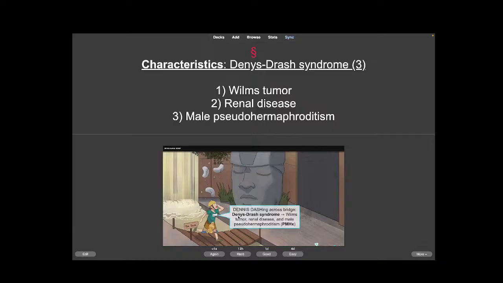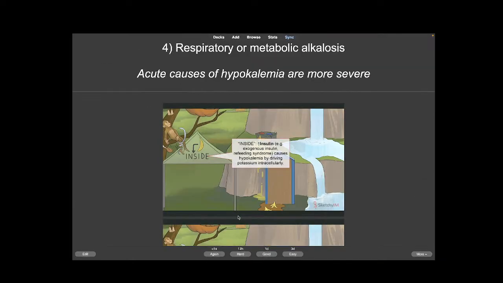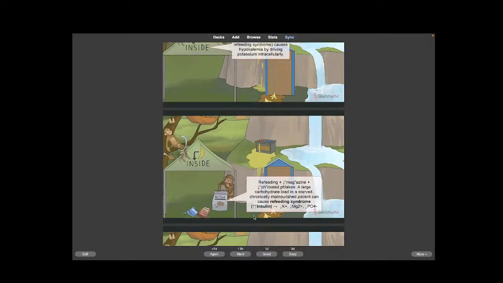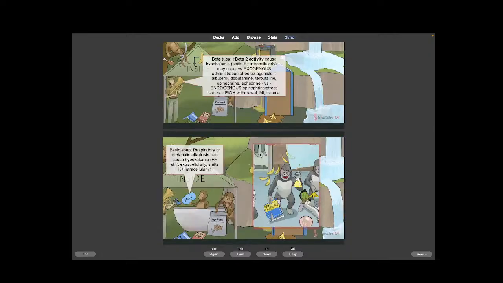You know? Alright. Transcellular shift of potassium leading to hypokalemia. So there is insulin. There is refeeding syndrome. Okay. There's beta agonists. And there's alkalosis.